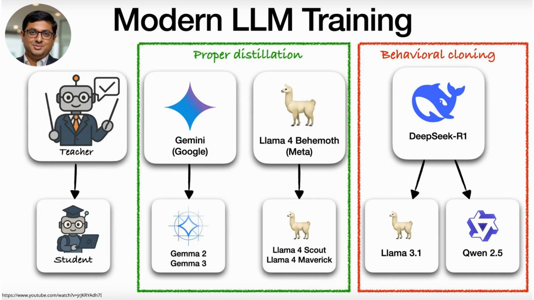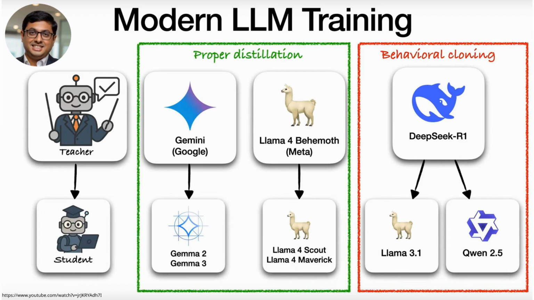A next key question when distilling LLMs is how knowledge is transferred from the teacher model to the student model. There are two main approaches: proper distillation and behavioral cloning. Proper distillation involves carefully transferring both reasoning ability and underlying generalization patterns to the student model. This can be performed only when access to both teacher and student model is available, which is usually when both models are owned by the same company or the teacher is open source.